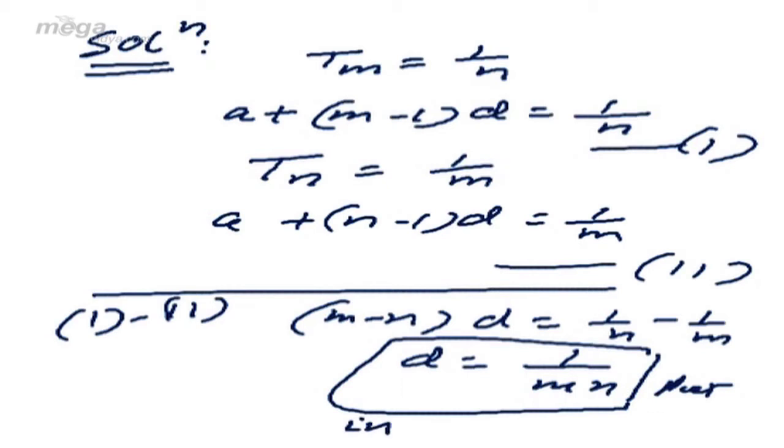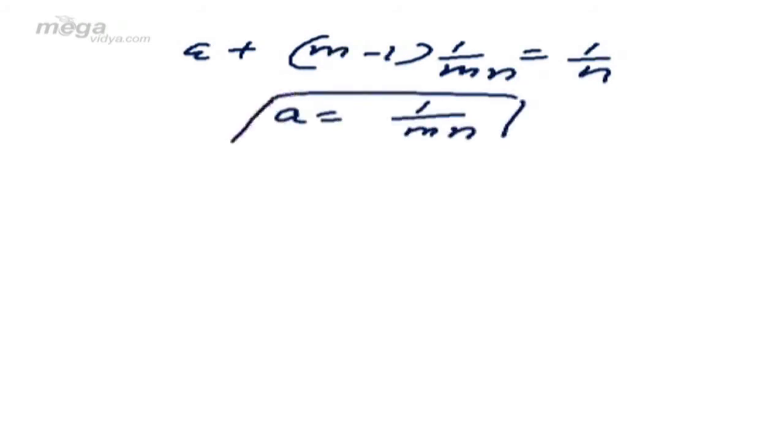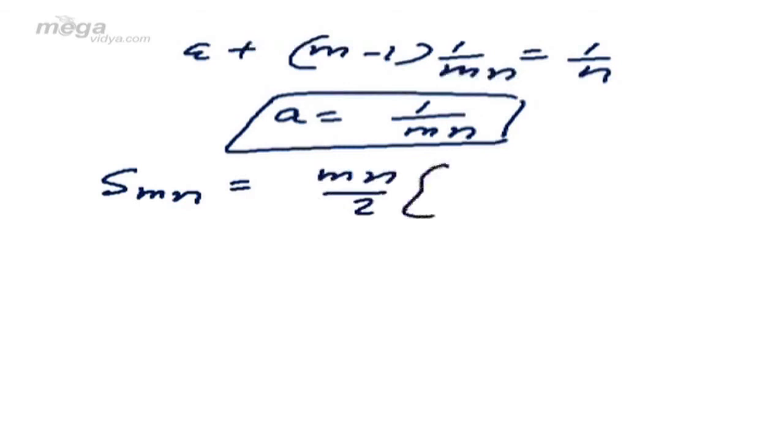Put in equation 1. Then we get A plus m minus 1 into 1 by mn is equal to 1 by n. Then A is also equal to 1 by mn. But we have to find the sum of mn terms. It means Smn is equal to mn by 2, that is 2A plus mn minus 1 into D.